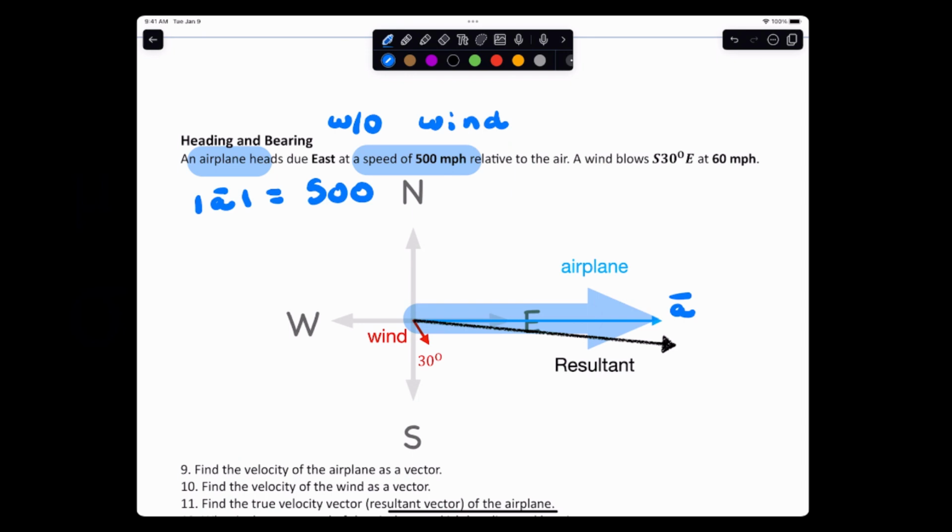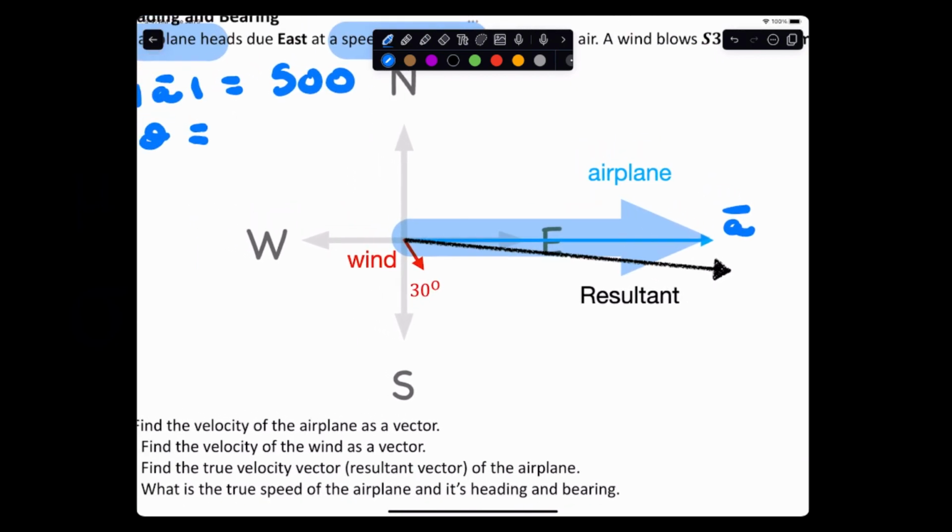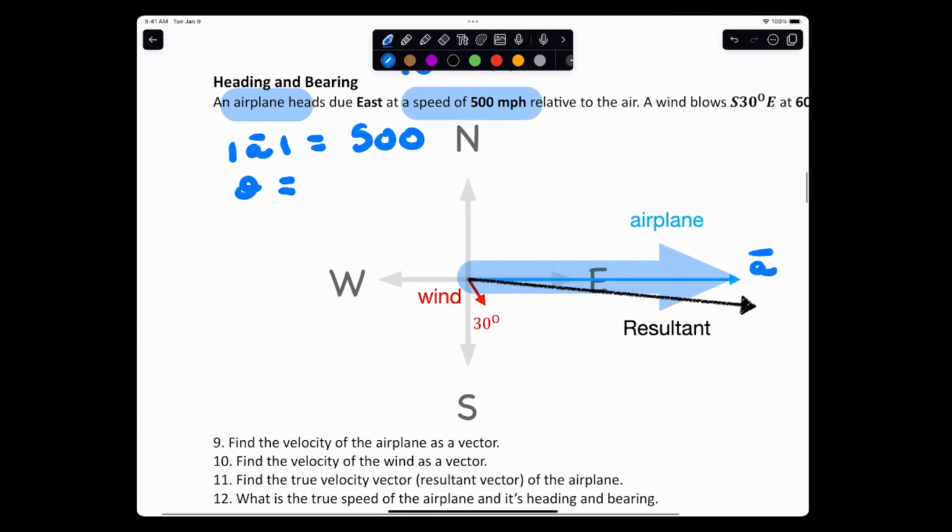So could you guys tell me then, what is the angle of that vector? I mean by the angle, the standard angle. What's it going to be? Anybody want to tell me? That final exam is going to come quick and fast. What's the standard angle for that airplane vector? Is that 0 degrees?